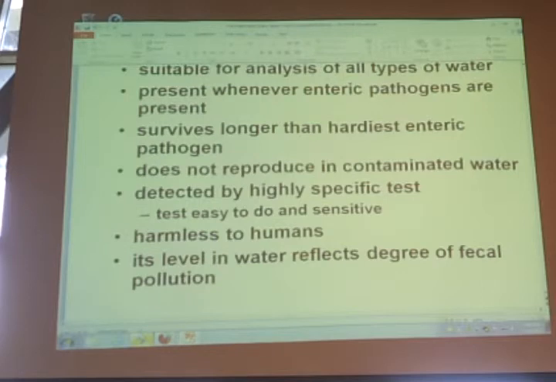So I for sure will ask you to list at least some of these, if not all of them, but I hope you understand the big picture. Normally, I ask what is an ideal indicator? Why do we use indicators? Why are indicator organisms important in public health?